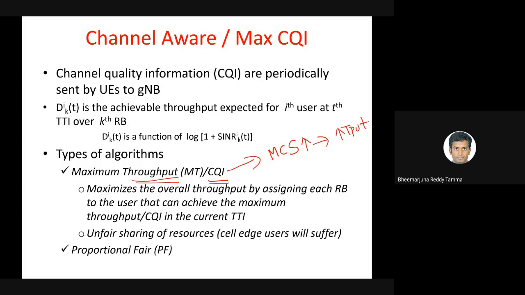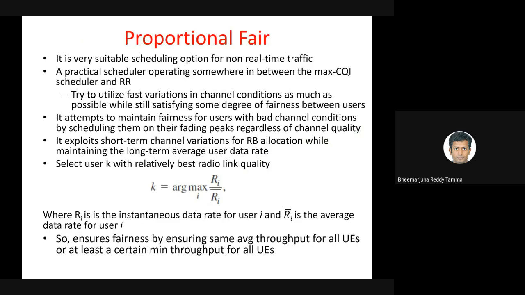Another algorithm that we can talk of, which also comes under channel aware algorithms, is the proportional fair. The proportional fair is very suitable when it comes to non-real-time traffic, and it has properties in between the maximum CQI and round robin. So this is the most important. If one can summarize proportional fair, it is an algorithm that comes somewhere in between maximum CQI and round robin.